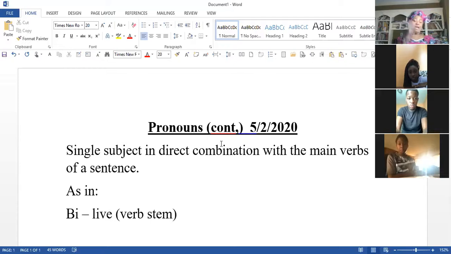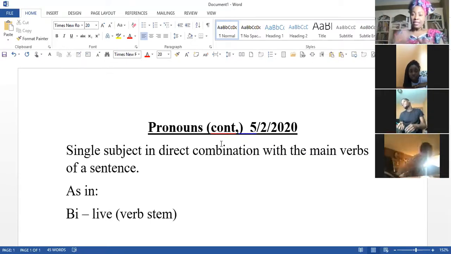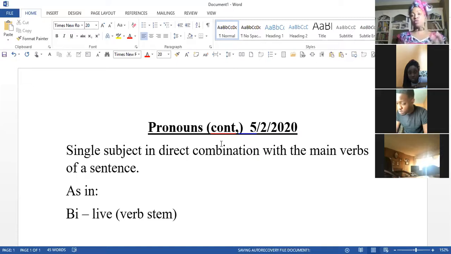Okay. So we're going to do the continuation of the pronouns. Okay. I remember last week we did pronouns, and we talked about how you can say something when it's possessive, singular, plural. Okay. So personal pronouns, we did the present, past tense. So all those things. We have a lot to do. Okay, but today we're going to add some verb stems, and then use those words to make a sentence. Okay, for instance, now we have something. When you're doing something like a singular subject in combination with the main verbs, in a sentence.